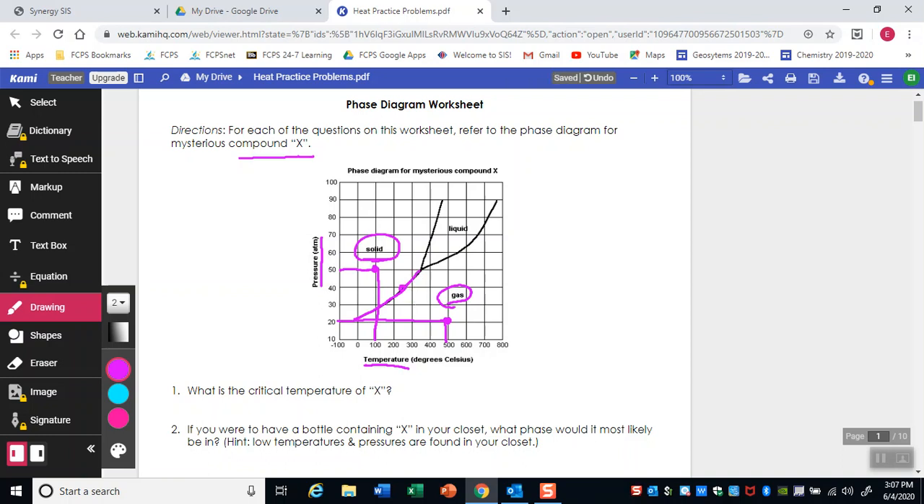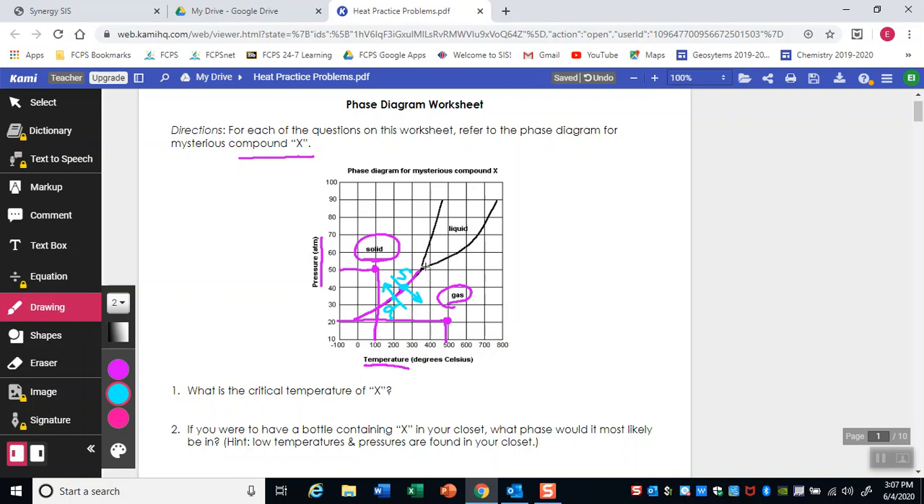And as you go from one to the other, right? As I go from a solid to a gas, remember that would be sublimation. And as you go from a gas to a solid, because it goes both ways here, this would be deposition, right? And that's how this works.